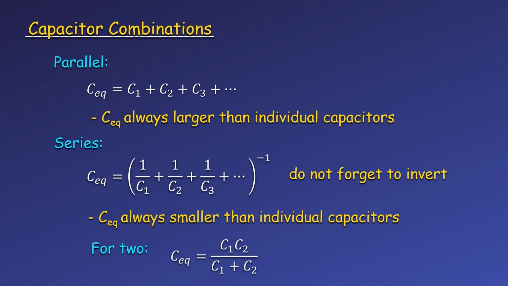This is a quick way to add capacitors in series, and if you forget whether the product or the sum is on top, just look at the units. You need to end with units of farads. The product on top will give you farads squared, and when you divide by farads from the sum, you end up with the correct units. If you mix them up, your units will be 1 over farads.